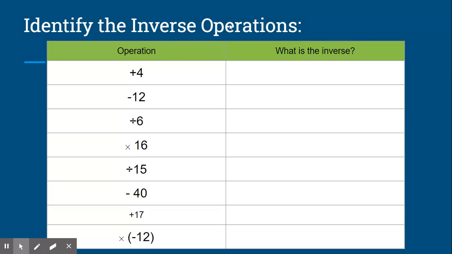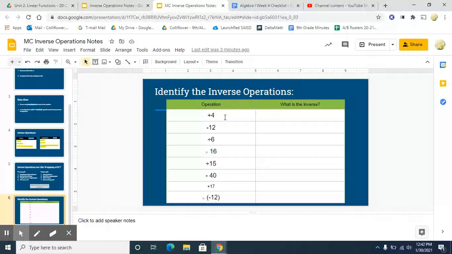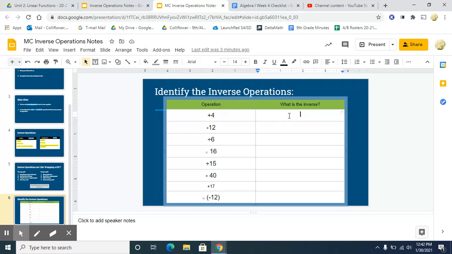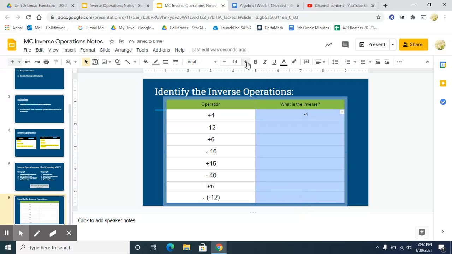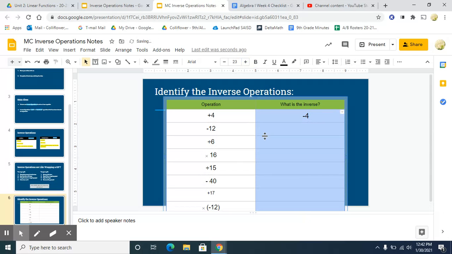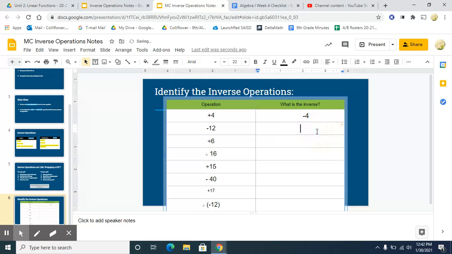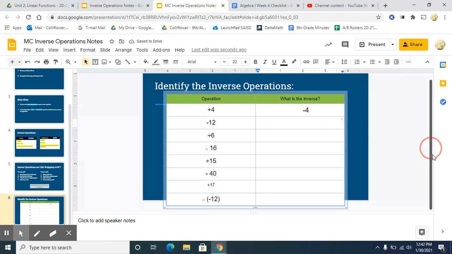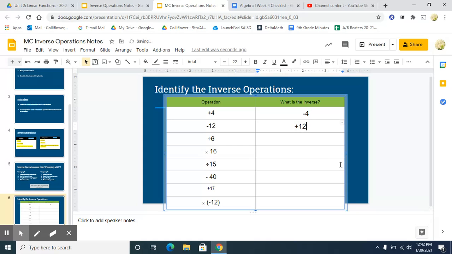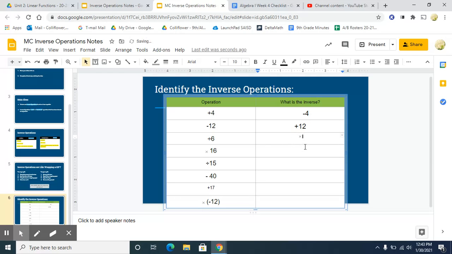Let's practice identifying the inverse operations. So this first question, the operation is plus 4. This means that our inverse operation would be minus 4. Our next question, the operation is minus 12, so our inverse operation would be plus 12. This operation is divided by 6, and so our inverse operation would be multiply by 6.